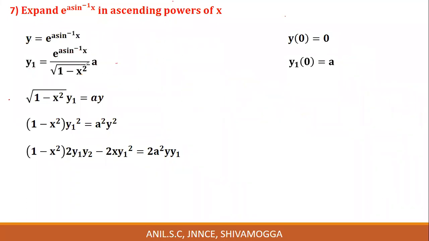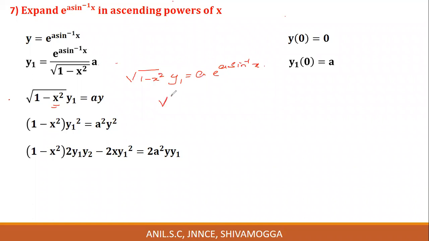Next, to avoid applying quotient rule, we can simplify this as square root of 1 minus x square into y1. This term, root 1 minus x square into y1 is equal to a into e power a into sin inverse x.